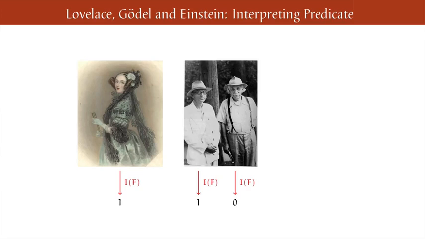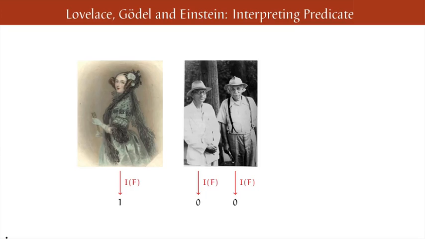Now let's turn to interpreting predicates. Let capital F be a one-place predicate symbol. If we interpret F to mean is a mathematician, then I of F will assign 1 or true to Lovelace and Gödel and 0 or false to the physicist Einstein.